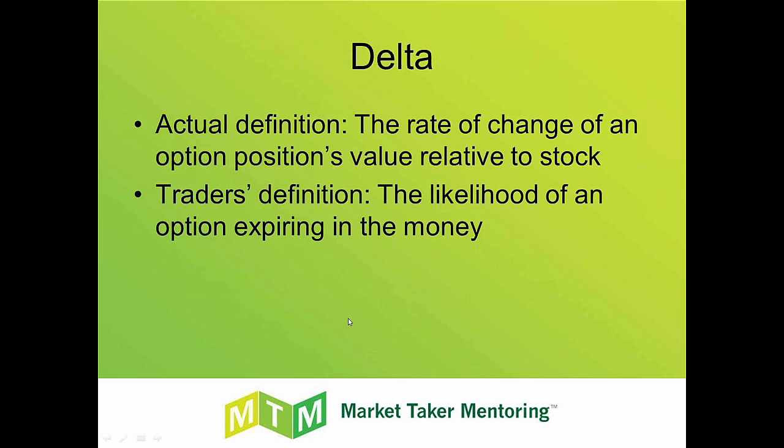Now, how do we measure the actual probability? Well, we can use something called delta. Delta is the rate of change of an option's position value relative to the underlying stock price. But it's got another definition. Delta is the likelihood of an option expiring in the money. All right? So now hold on a second. Where do these numbers come from?